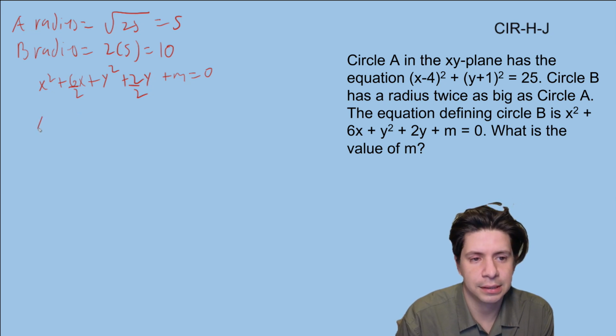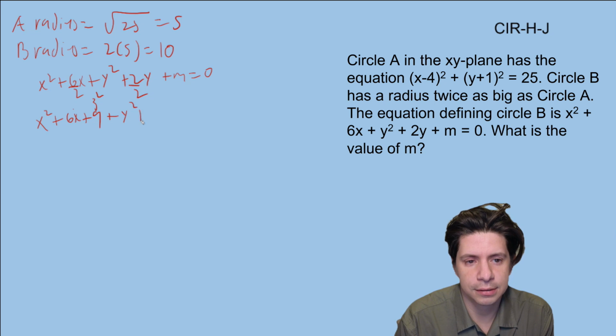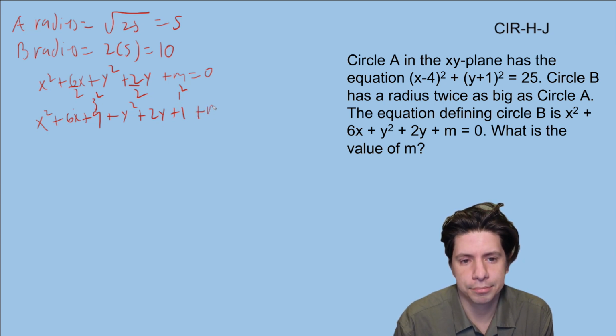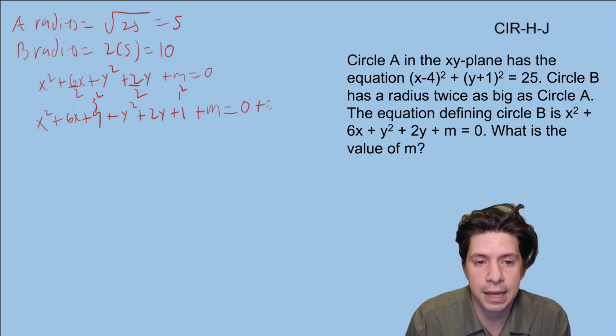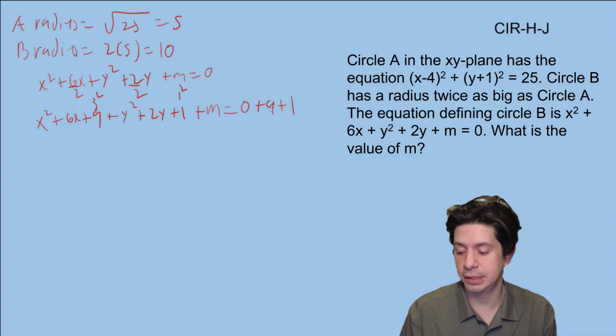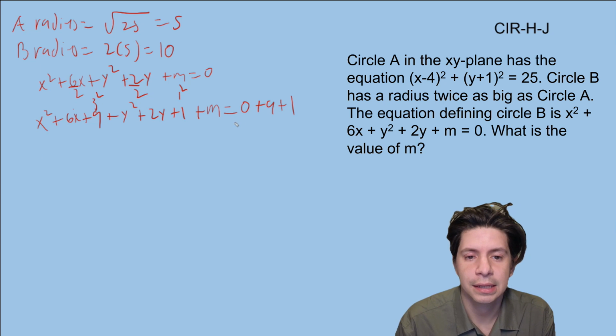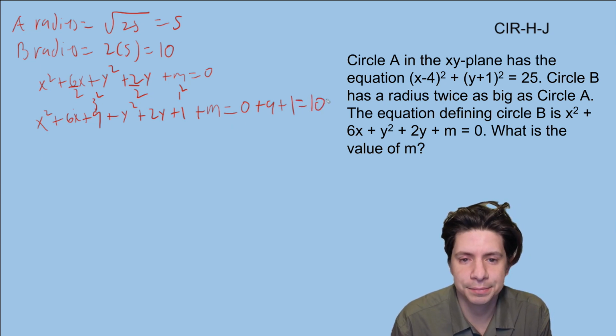So we're going to get x squared plus 6x plus 9, because that's 3 squared, plus y squared plus 2y plus 1, because that's 1 squared, plus m equals 0, plus 9 plus 1, because we need it to be equal on both sides. So we're going to get equals 10.